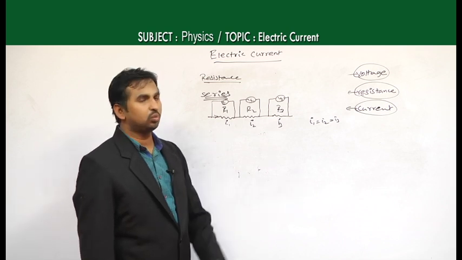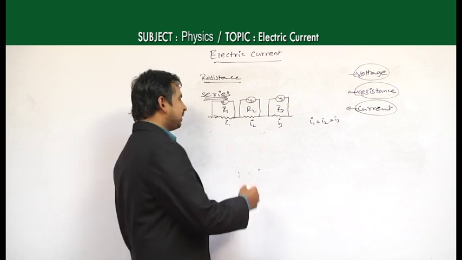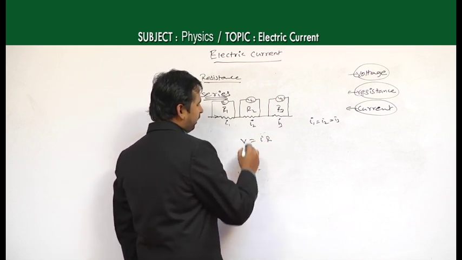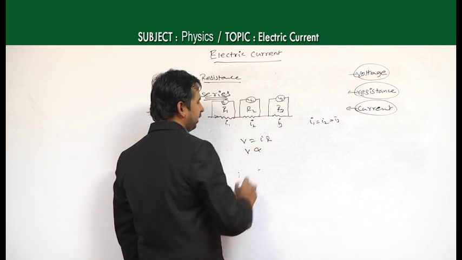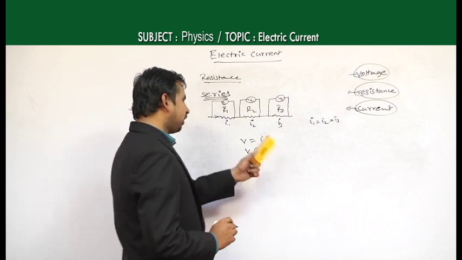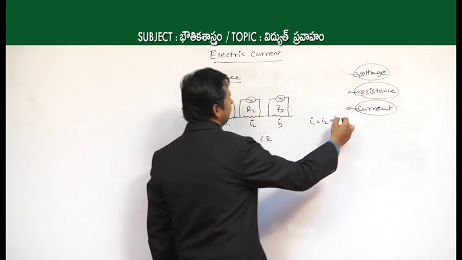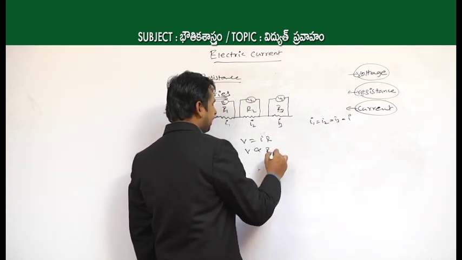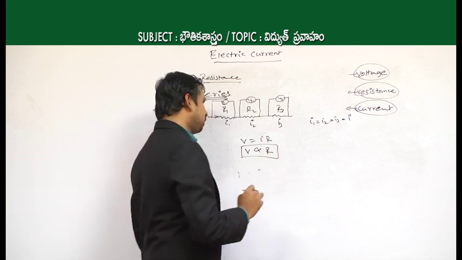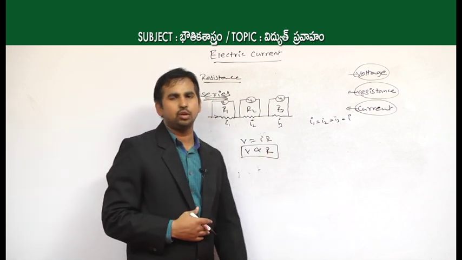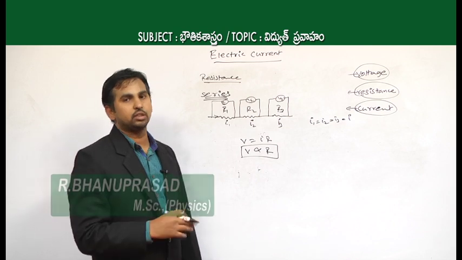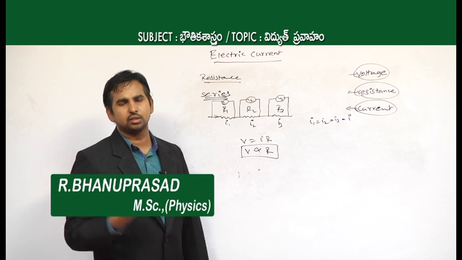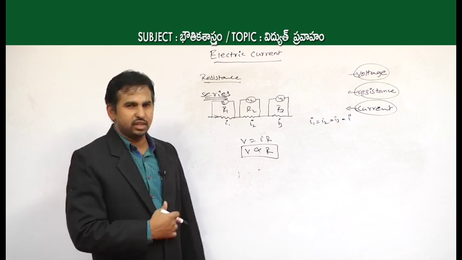And how is that voltage related? We know that V is equal to IR, which means V is directly proportional to I if you take the resistance constant. In this case we take the current as constant, so V is directly proportional to R. That means the more the R value, the more voltage drop is required at that point, and only then can it pass the same amount of current in all three resistances.